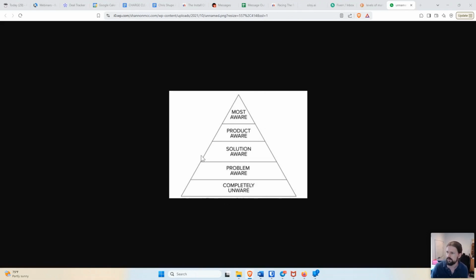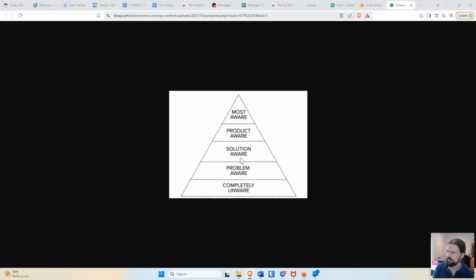So let me just give you an example. Let's say we're doing dental implants. Say we're a dentist and we offer dental implants. So the people who are completely unaware are going to be people that don't even realize that their teeth are bad, like their teeth are messed up, right? Whereas the problem aware people know that their teeth are messed up, but they don't have a solution. Like they don't know what they need to do in order to fix their teeth.